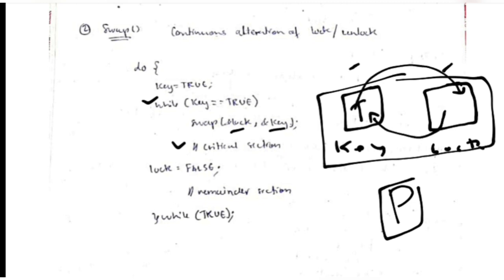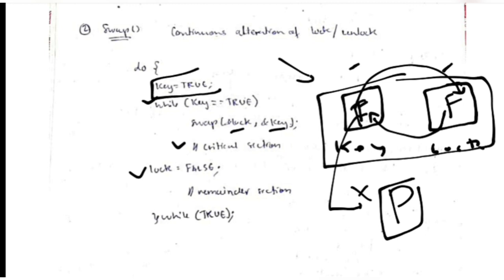Whatever be the value of key will be passed to lock, and lock's value will be passed to key. Lock can be set as true or false initially, and after it gets over, lock will become false. So key will become false here, and the process will be able to end its execution, and the new process can come here. Whenever the new process comes, key will become true, and this repeats until all the processes get their values executed.